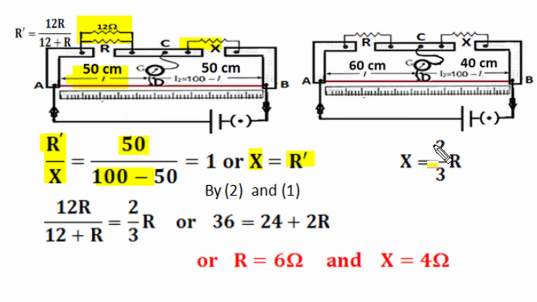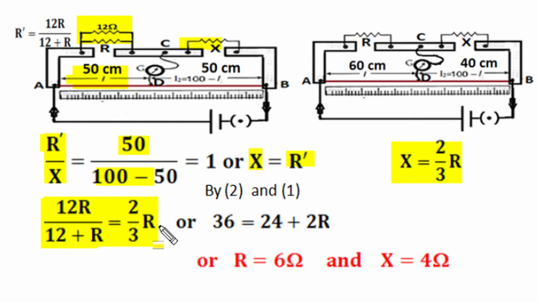Whereas in the previous case, the balance length and remaining length had a ratio of 3:2. So this R and X have a 3:2 ratio, or X is 2/3 of R. And if we equate the two values of the unknown resistance, then R dash, which is the parallel equivalent of 12 and R, is the product by the sum, and X is also, from the previous experiment, 2/3 of R. Then the equality relation from these two conditions will become this yellow highlighted relation.